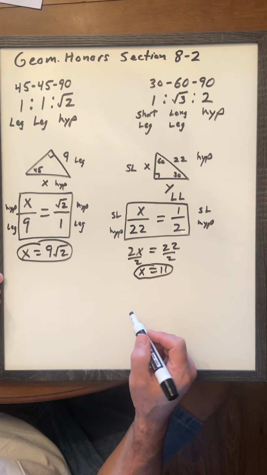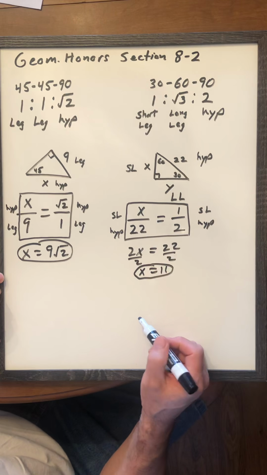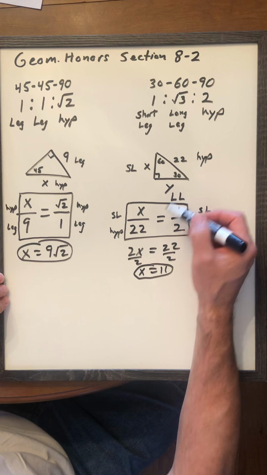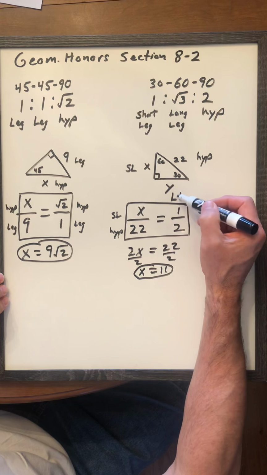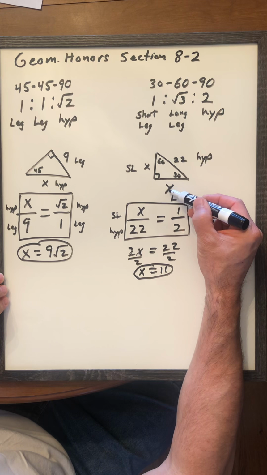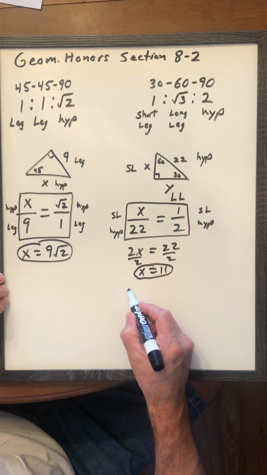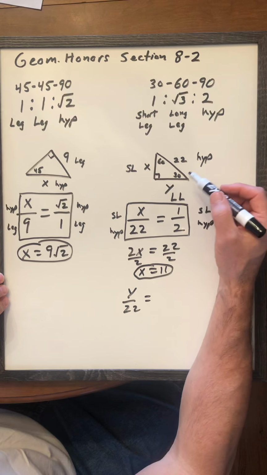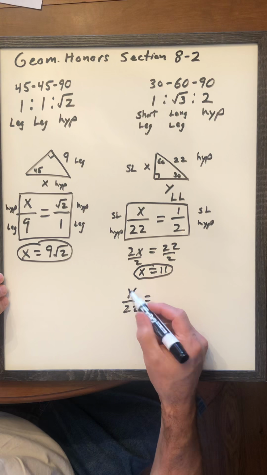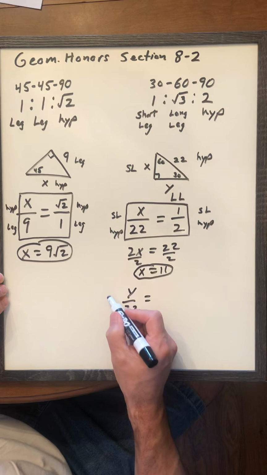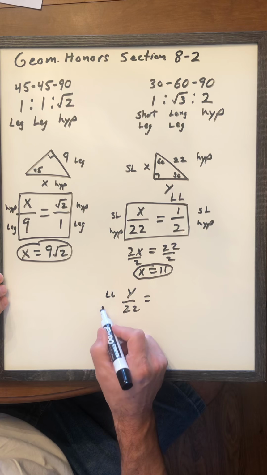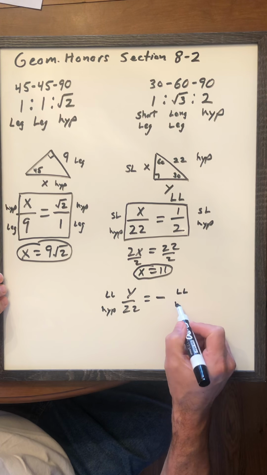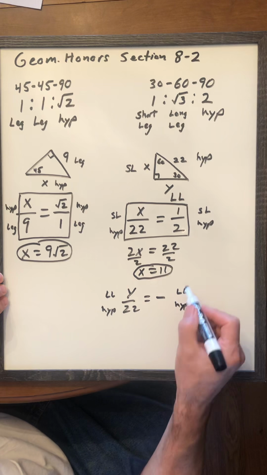Now I need to find my y, and so I'm going to have to set up another proportion. Again, one of the fractions comes from the diagram, and I've got to find y. So y over 22 equals, like I said, one fraction comes from your diagram. This is the long leg over the hypotenuse. So over here, I need long leg over hypotenuse. We have to stay consistent.